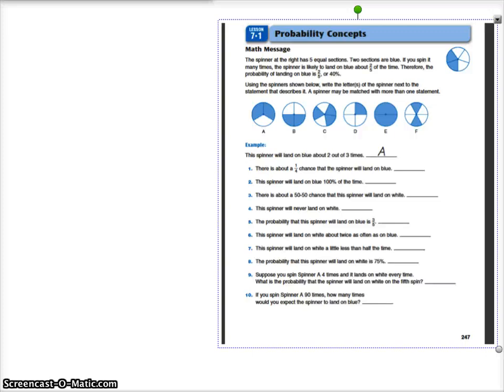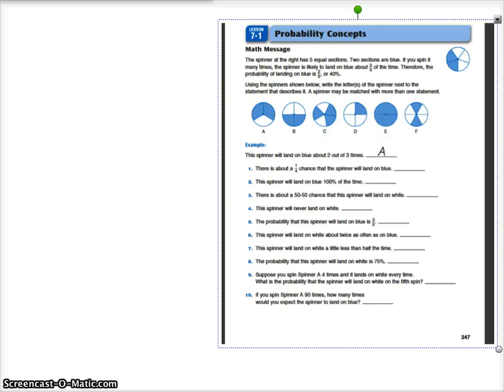Alright, I'm going to start with our page. So here's what it looks like for you. You're given a bunch of different spinners and you need to write the letter that coordinates with the sentence. So I'm going to do number 1. There is about a 1/4 chance that the spinner will land on blue.